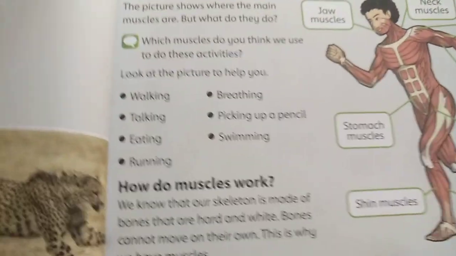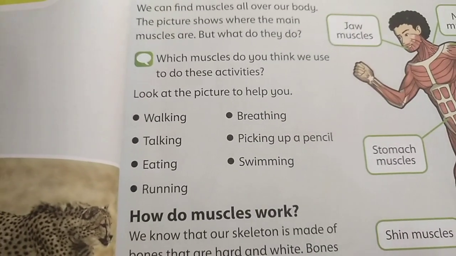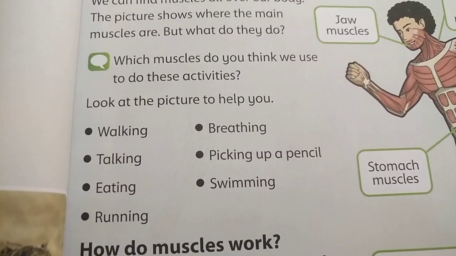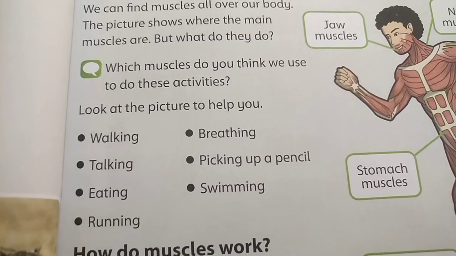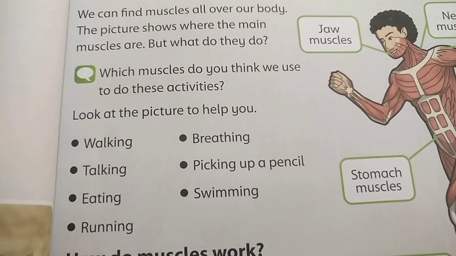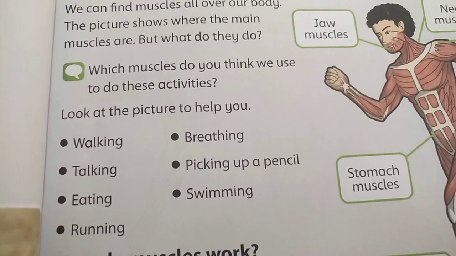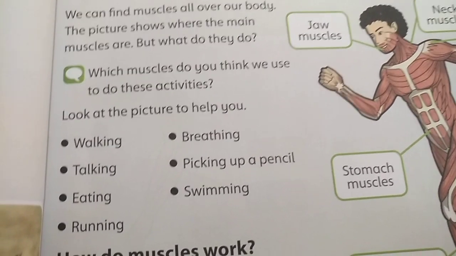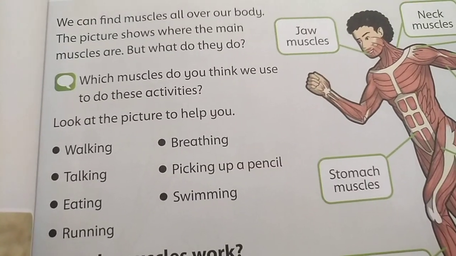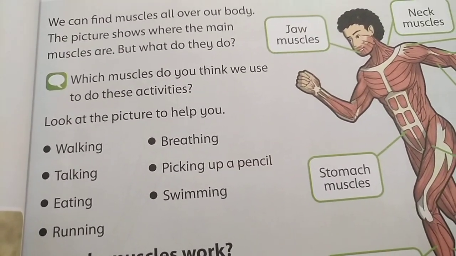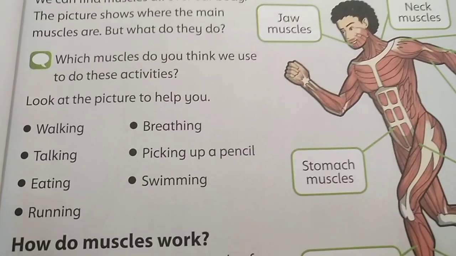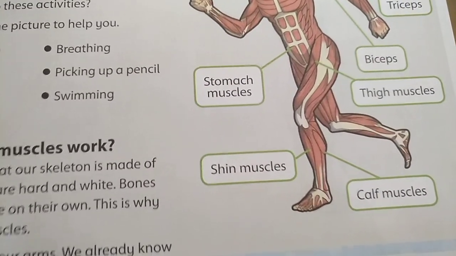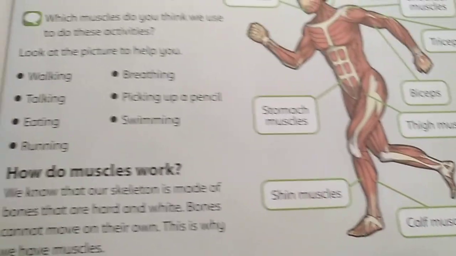Now, what are these muscles doing? Which muscle do you think we use to do these activities? Walking. Look at the picture to help you. Which muscles are helping you to walk? I think all your muscles are helping you to walk. Talking, in particular your jaw muscles. Eating, jaw muscles. Running, which muscles are helping you? The muscles in your lower portion: thigh muscles, shin muscles, and calf muscles.